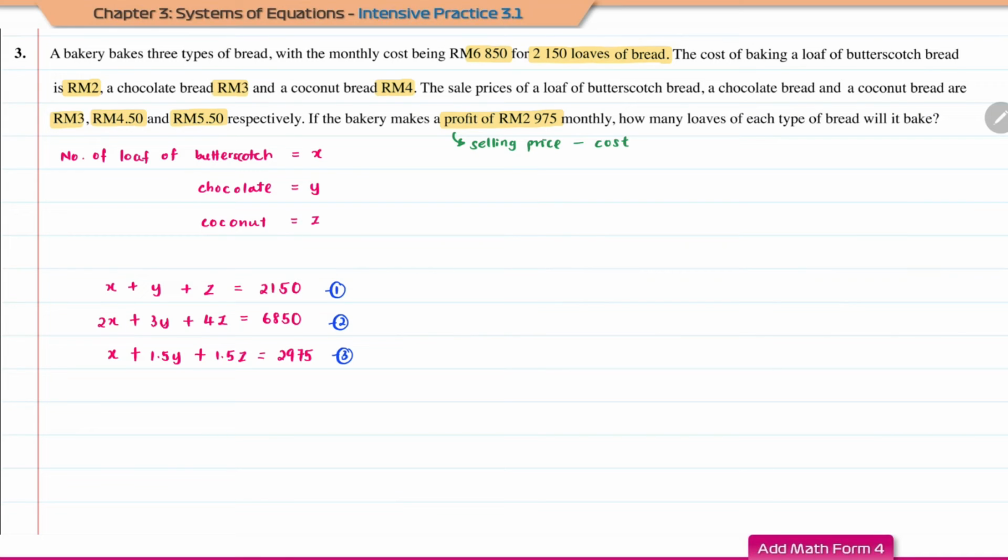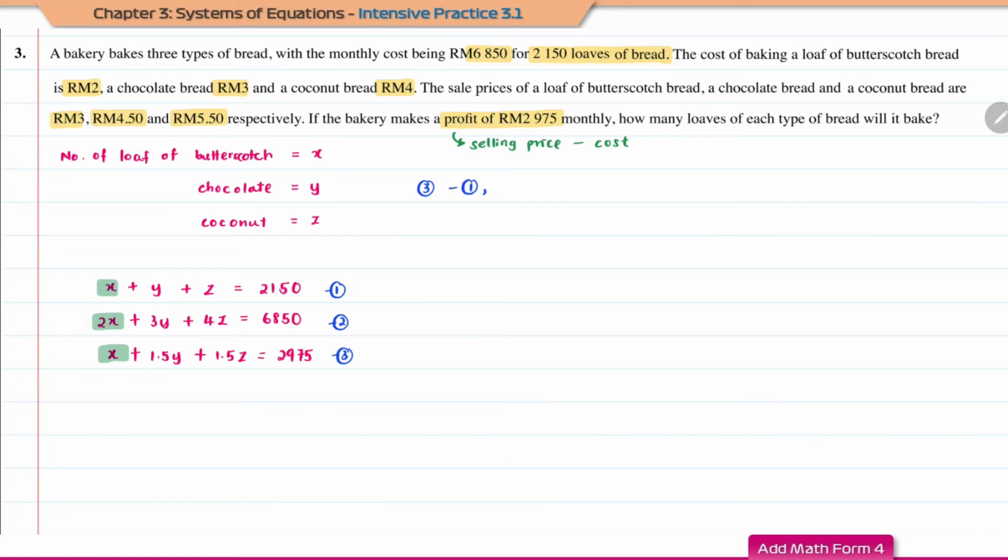Now you can solve this using the elimination method or the substitution method. In this case, I just want to solve this using the elimination method. So I'm going to choose to eliminate the x here. As for equations 1 and 3, I already have the equal number for the x. So first I'm going to use equation 3 minus equation 1 to get rid of the x.